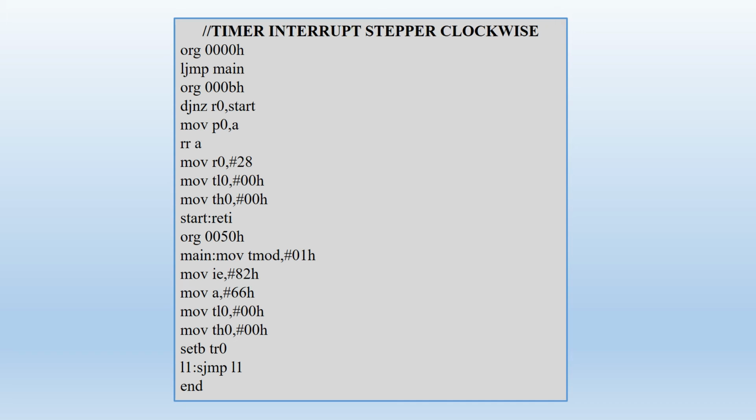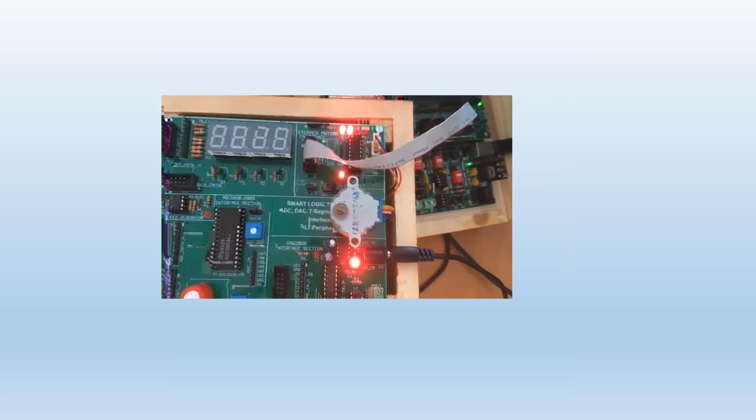Similarly, you are going to do the timer interrupt using the stepper motor clockwise. The same code is there, just a change that you have to write the instruction RR instead of RL. RR is given.